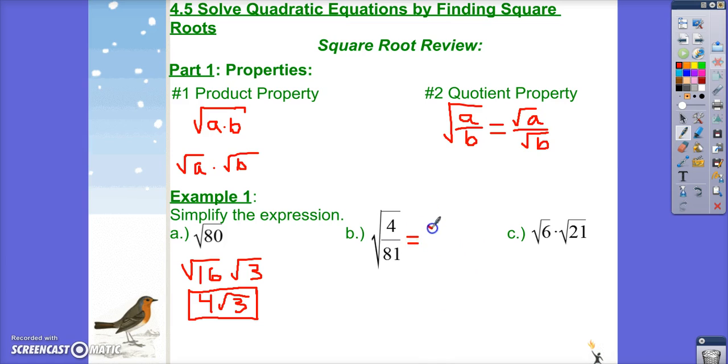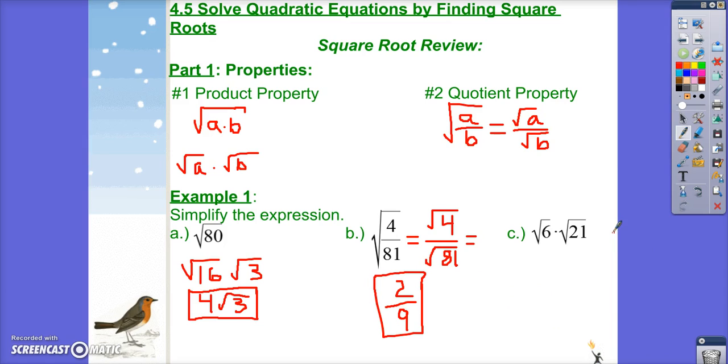Quotient property, let's start off by splitting them up into two parts. And what do you notice about these? 4 and 81 are both perfect squares, so this one's going to work out nice and neat. Square root of 4 is just 2. Remember, the root goes away when it's a perfect square. Square root of 81 is 9. So my answer is 2/9.